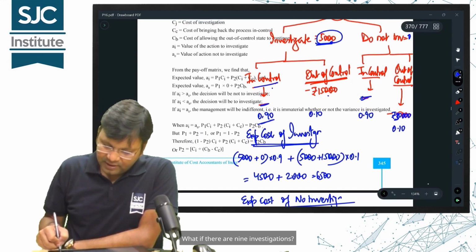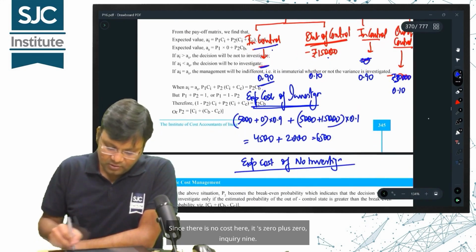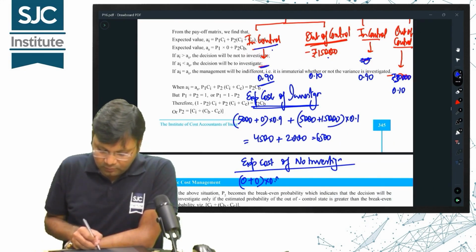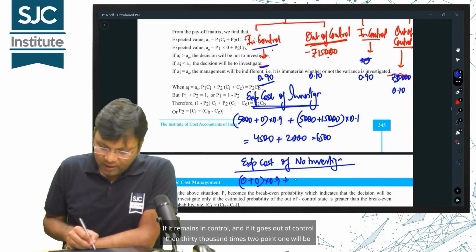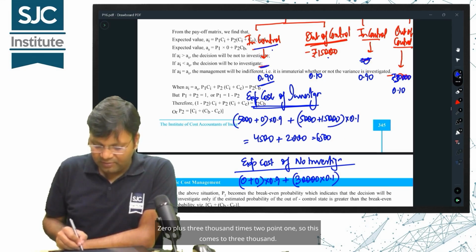What if there are 9 investigations? Here, no cost is incurred at all. Since there is no cost here, it's 0 plus 0, inquiry 9. If it remains in control, and if it goes out of control, then 30,000 times 2.1 will be incurred. 0 plus 3,000 times 2.1, so this comes to 3,000.